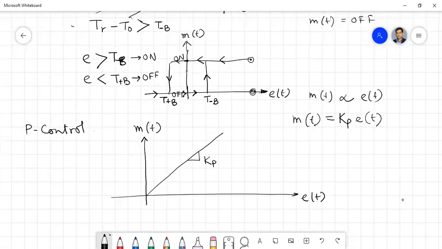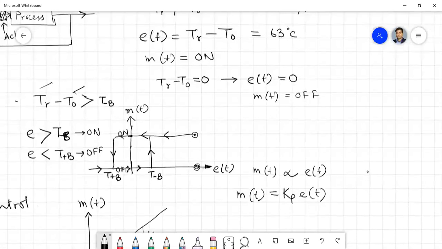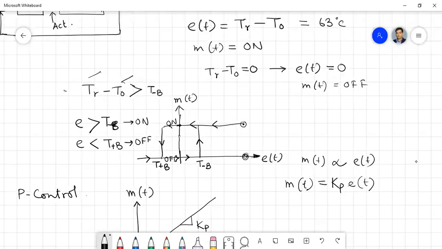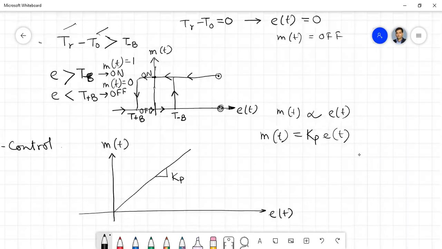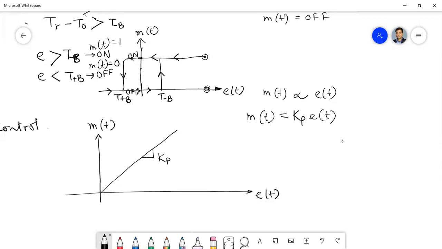Isn't it? So it is very easy to understand, because you see in the previous case it has two states, on and off, and depending on this we have to decide: E greater than minus TB, your MT will be on, and MT will be on means MT will be 1 or MT will be 0. So there were two logic levels, but here the logic is continuous. Here the output is continuous with respect to the input, not discontinuous like the previous case.